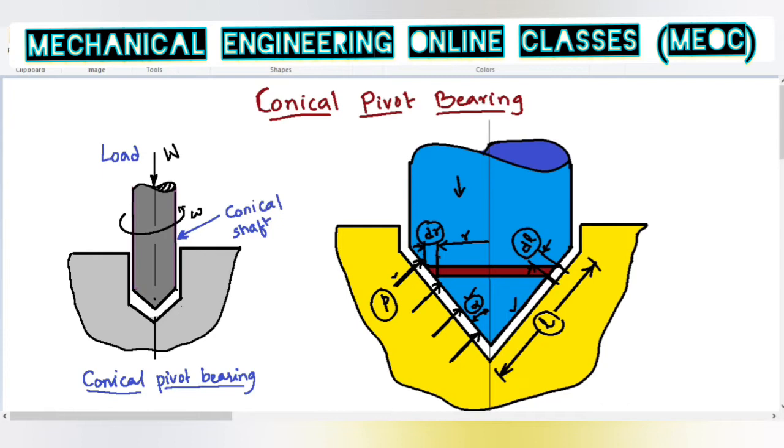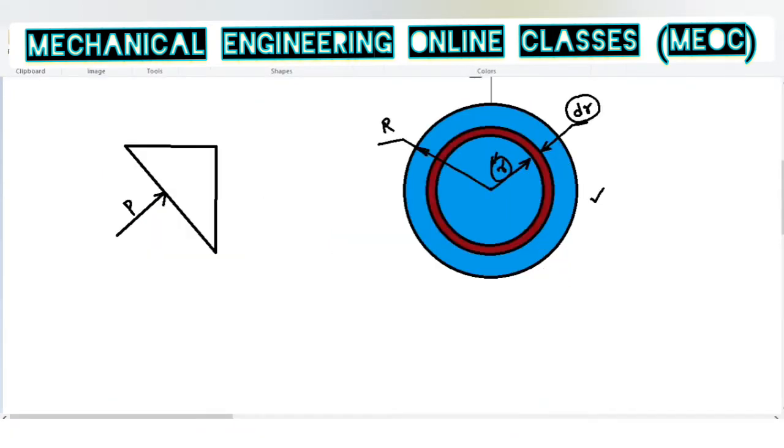Now we will zoom in on this portion and draw what is happening exactly there. The figure will be somewhat like this. As we have already discussed, for the elemental ring the horizontal thickness is dr and the slant thickness is dl. There is pressure P acting normal to the surface of the cone, which we have shown here with an arrow mark.